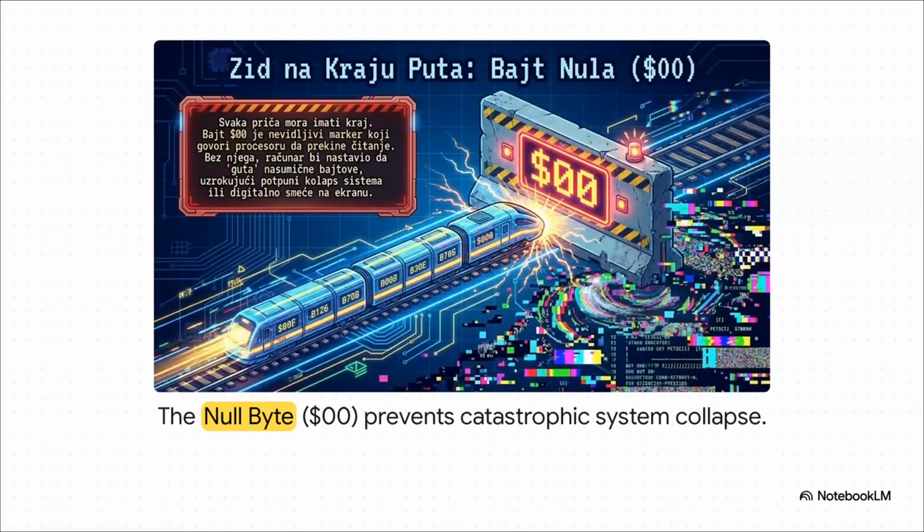And then we have the unsung hero of this entire architecture, the null byte, represented as $00. Every single line of code must have a physical end. The $00 byte acts as an invisible, concrete wall. When the processor hits it, it knows to stop reading immediately. Without this one single marker, the 6510 processor would just keep rolling down the tracks, blindly swallowing random memory garbage until the entire system instantly crashed.